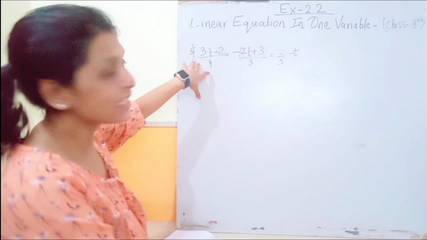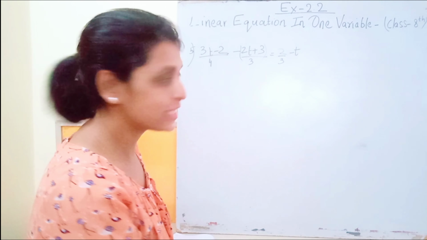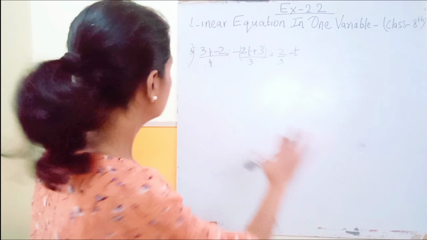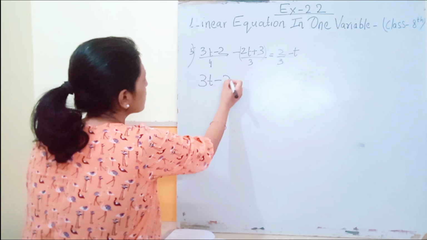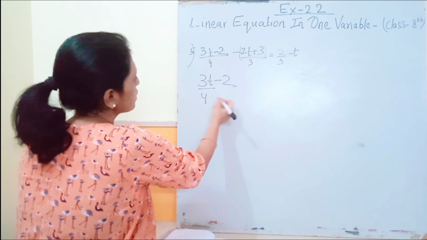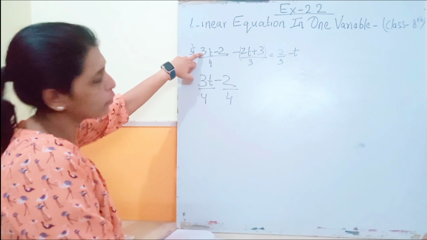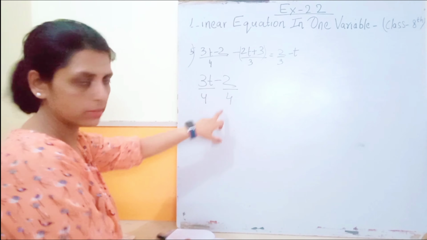Here the variable is t and we have to find the value of t. First, we are going to simplify the terms here. Here we have 3t minus 2 over 4, and this 4 is the denominator of 3t also and of 2 also. So we can write it like this.